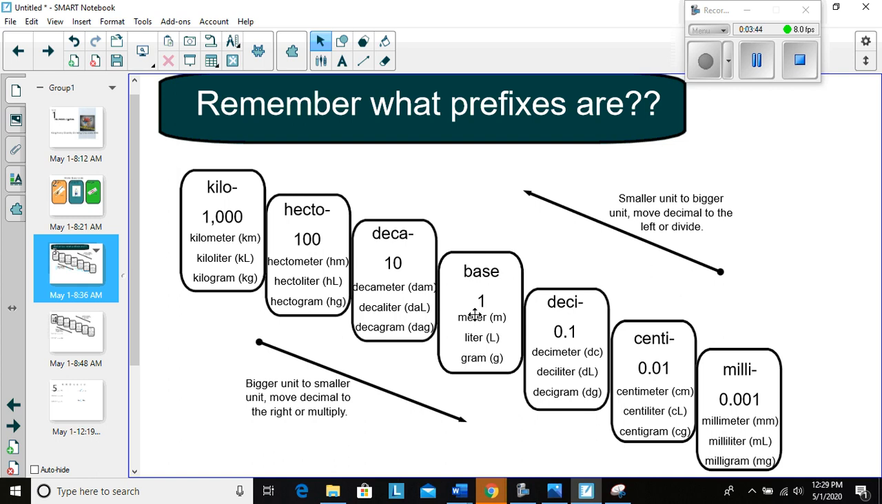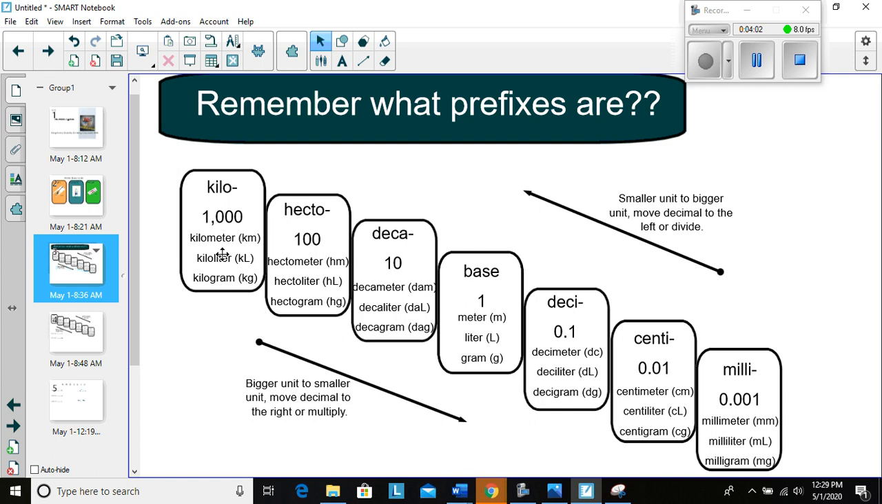So remember, it takes 10 meters to make a decameter. Well, it takes 10 decimeters to make a meter. Okay, all of these are going up in tens, right? It takes 10 of these to make this. It takes 10 of these to make this. 10 of these to make this. 10 of these to make this, right? It's that base 10 system.